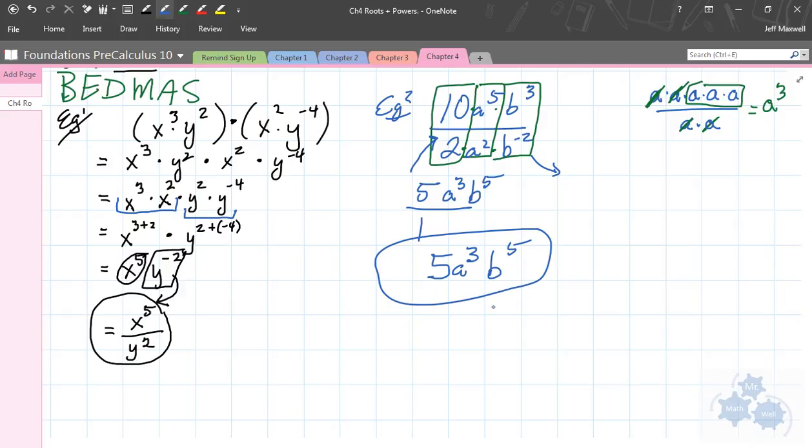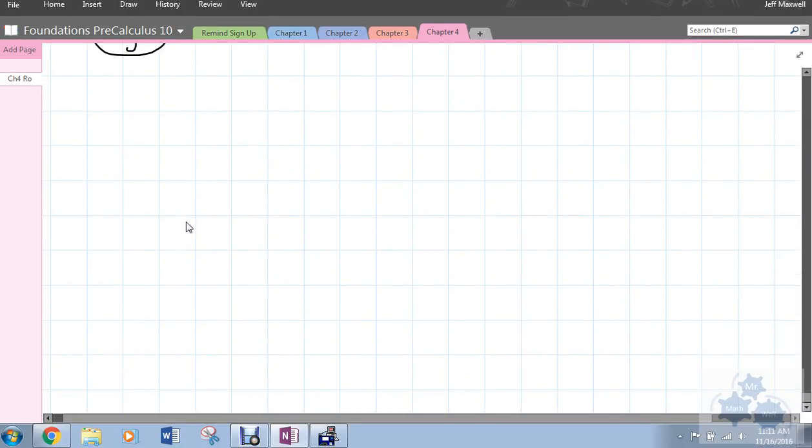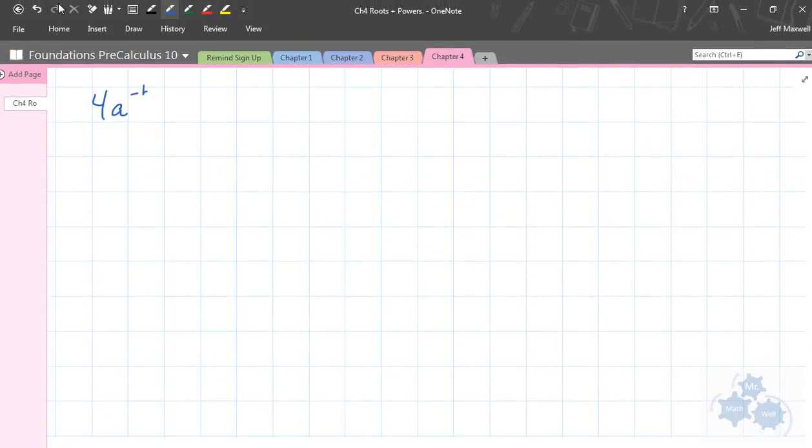Alright, you guys ready for a tough one, or? Okay, I'm going to give you one to do on your own here. Let's see if you can do it. Okay, no looking this up in the textbook. Try and do this on your own.